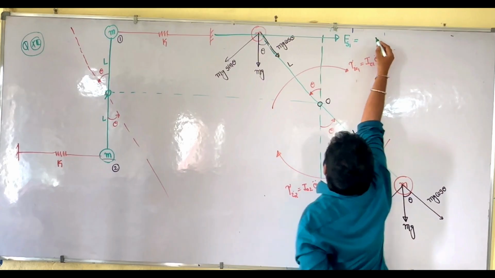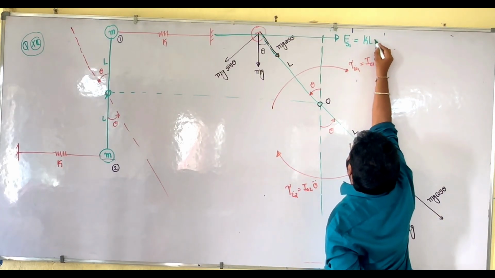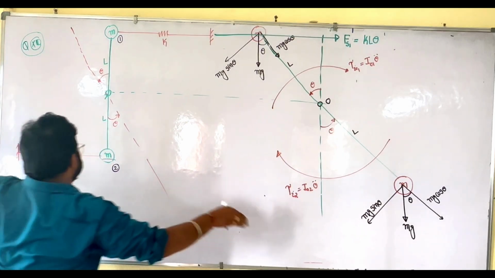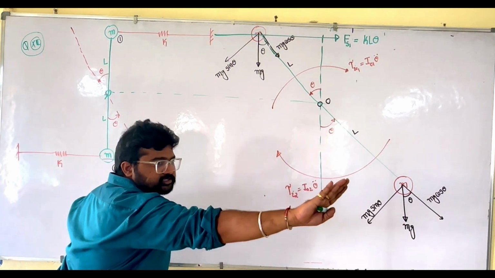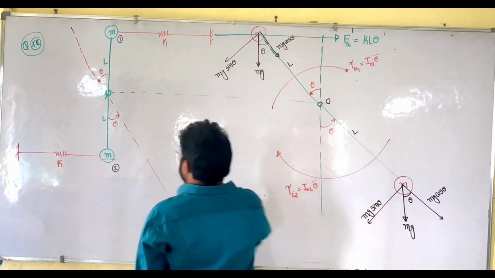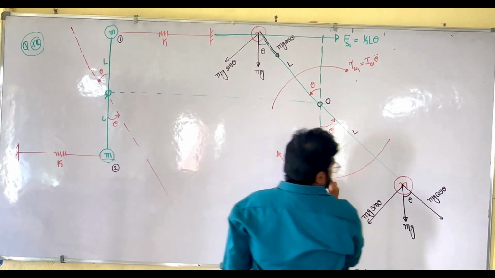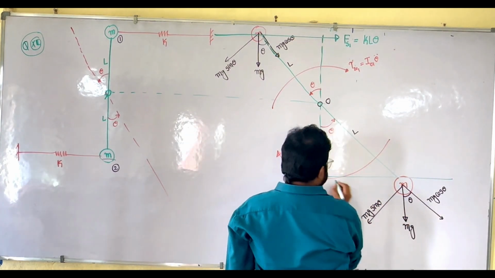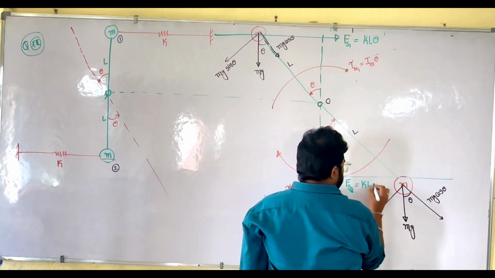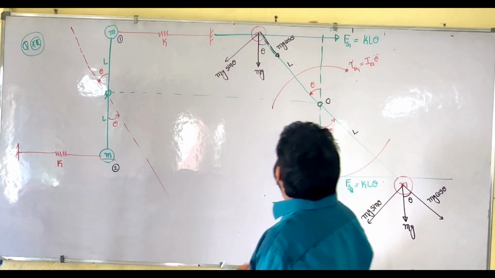How much is this? K times the arc length, L theta. So if I give disturbance, it will be elongated like this. What is the direction of spring force? Opposite to this. Are you clear? Understood this? This is the direction of spring force. Fs2 is K L theta, and Fs1 is K L theta.